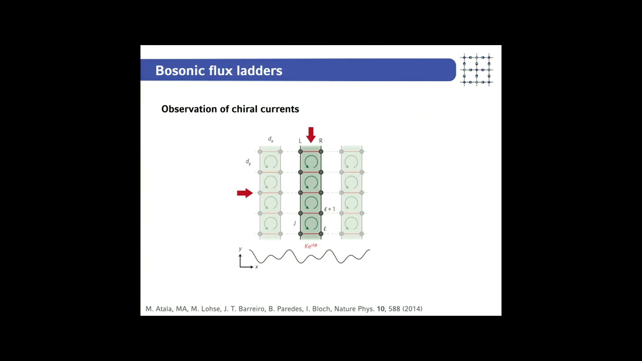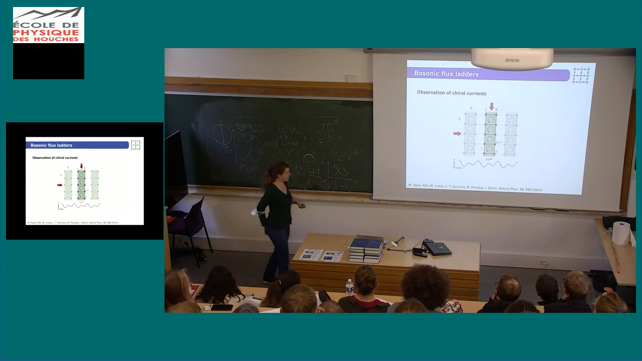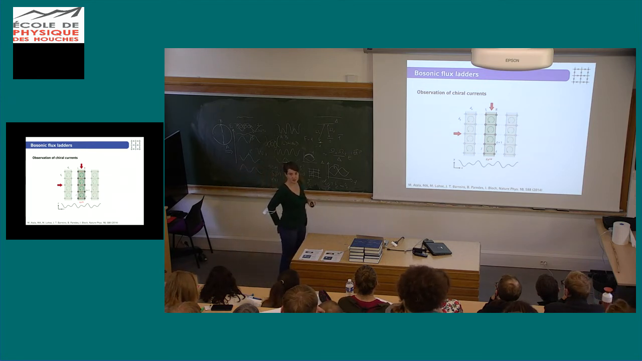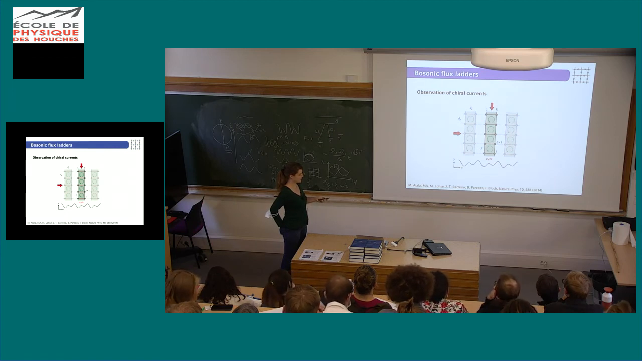Now the flux ladders, something that has been shown very briefly yesterday. We can also do some physics with these artificial gauge fields. And one of the easiest geometries for us to handle experimentally, but also theoretically, are quasi-1D systems, or so-called ladders, which we can realize with our double wells.